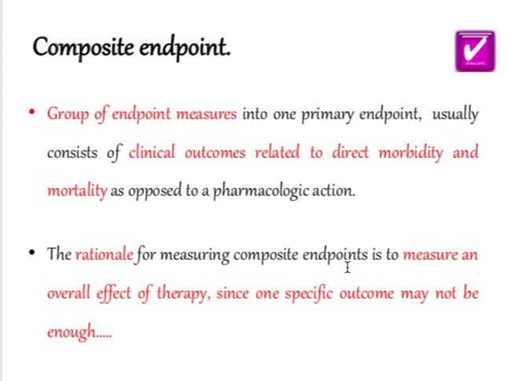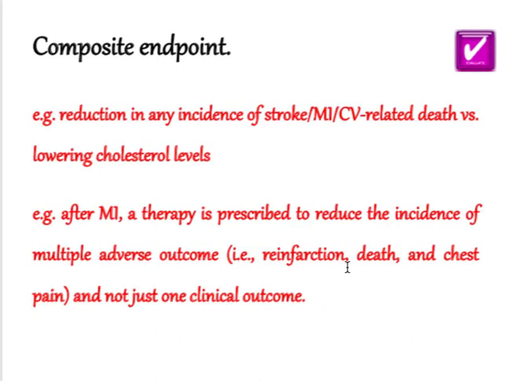So, what is a composite endpoint and what is the difference between single and composite endpoint? A composite endpoint is a group of endpoints measured as the primary endpoint. It usually consists of clinical outcomes related to morbidity and mortality. The rationale here is to measure the overall effect of the therapy, since one specific outcome may not be enough. So, what do we mean by this?